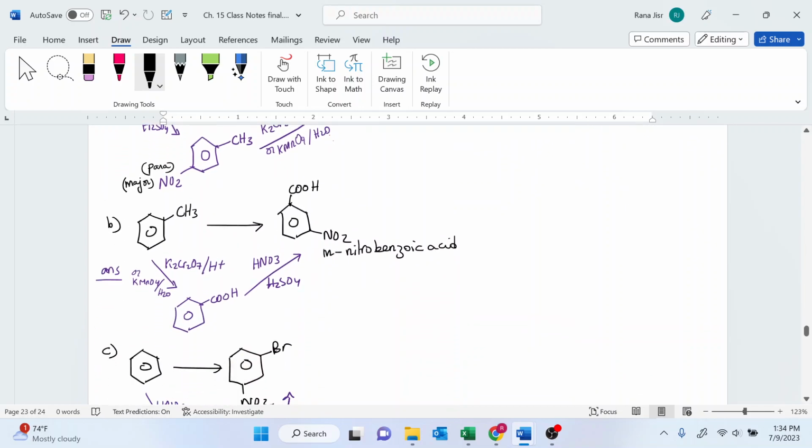Same idea, the moment I see an acid in my product, this means that that acid came from a CH3. However, now see, I have my substituents, they are meta to each other. This means that I am oxidizing the CH3 and I am making that CH3 an acid, and then I'm doing the nitration because I know that this acid directs the meta position.